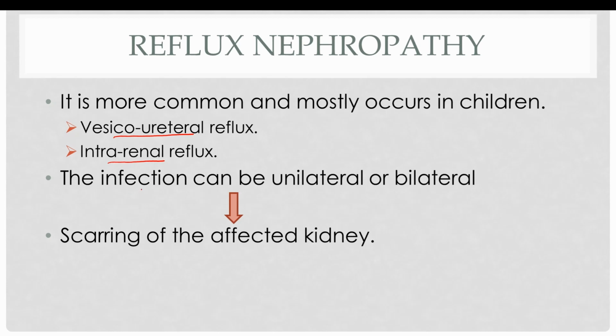The infection occurring as a result of reflux nephropathy can be either unilateral or bilateral, and it is associated with scarring of the affected kidney. In severe cases, there is atrophy of the affected kidney as well.